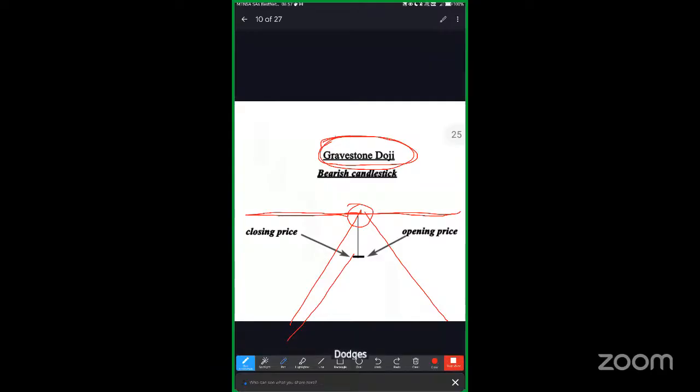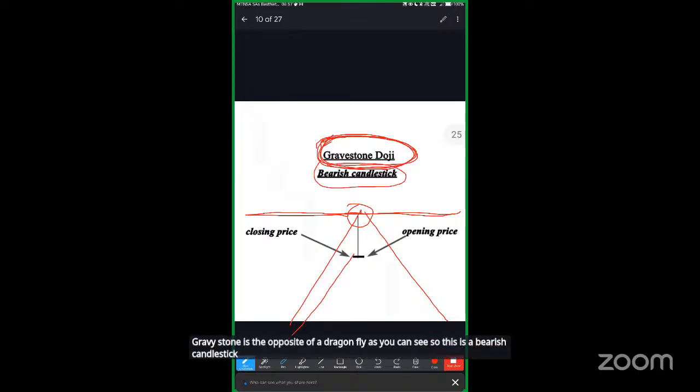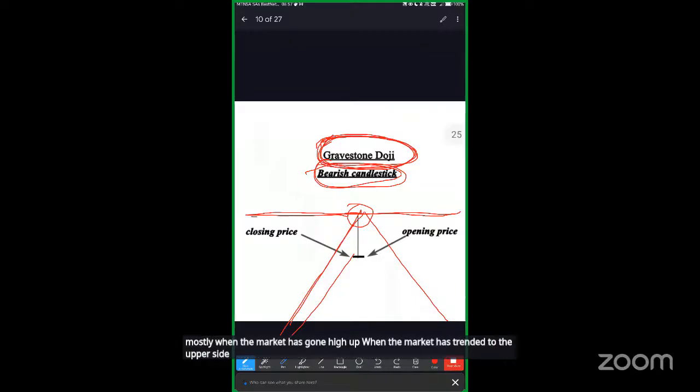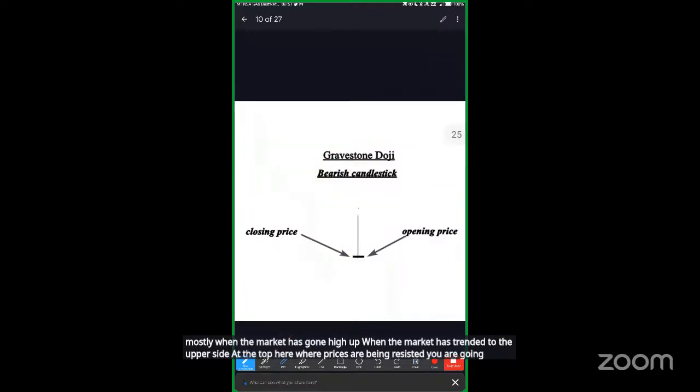So it is the opposite of a dragonfly. Gravestone is the opposite of a dragonfly, as you can see. So this is a bearish candlestick chart pattern. All right, it is a bearish candlestick chart pattern. You are going to find it mostly when the market has gone high up, when the market has trended to the upper side. At the top here, where prices are being resisted, you are going to see something like this.